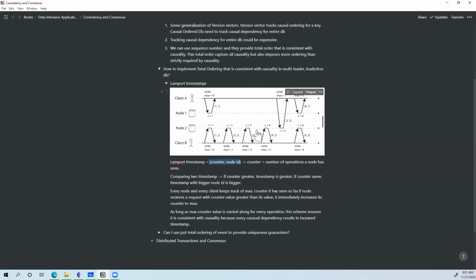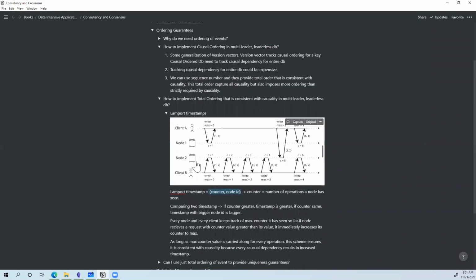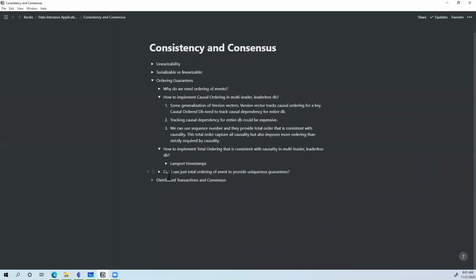We discussed that one of the good use cases of linearizable systems is to provide uniqueness guarantees. So now we have this total ordering of events. Can we use this to provide the uniqueness guarantee? Can I use just this total ordering of events to provide the uniqueness guarantee? So no, we cannot, right?